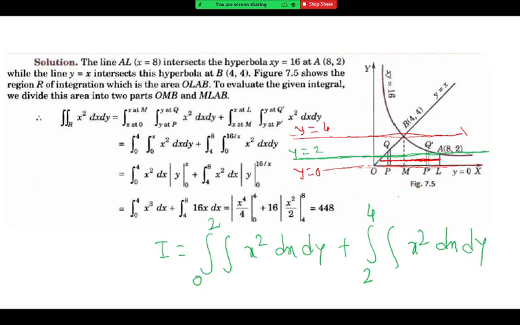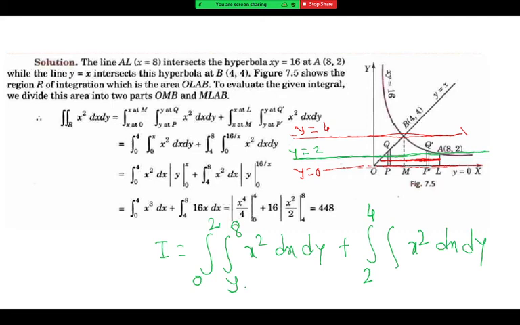Yes, the left hand is touching the y equals x curve. So what is the limit for x? Y. Y, correct. And what about the upper limit? What is the equation of this line? X equal to 8. So that's a correct answer. So the limit of x becomes from y to 8 here.